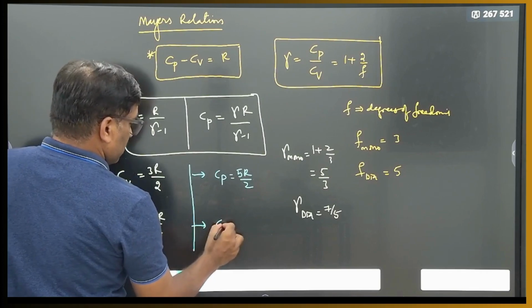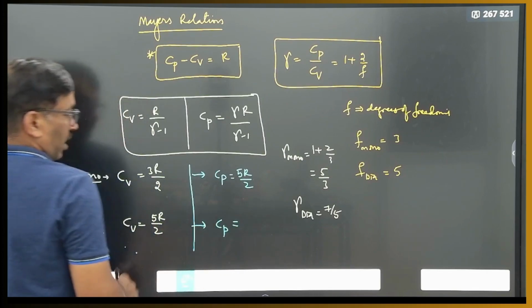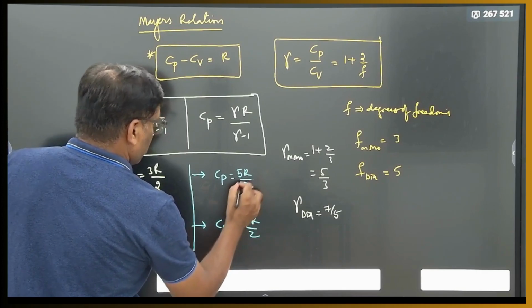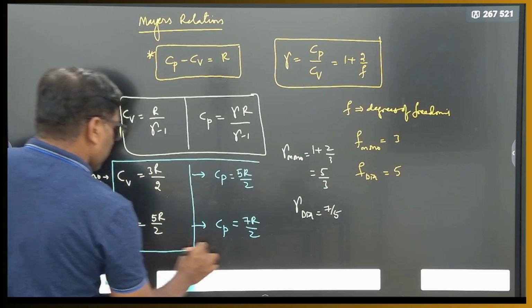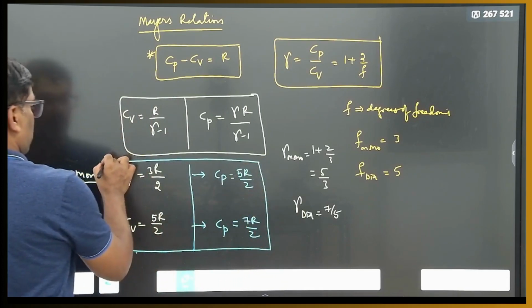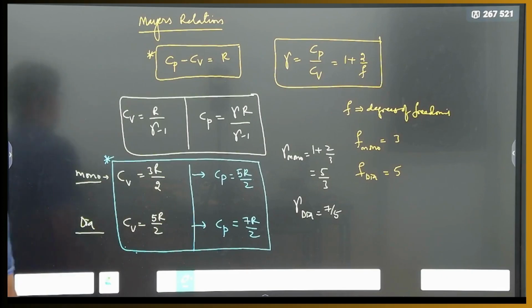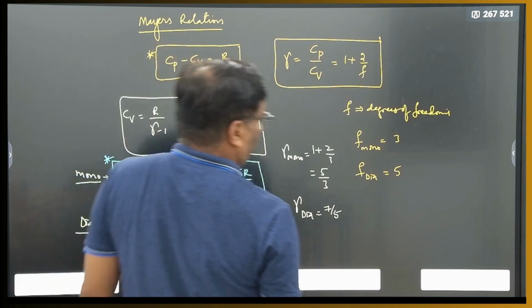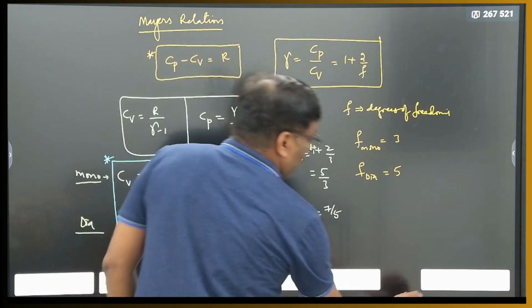Similarly, the Cp value for diatomic. Here gamma will be 7 by 5, therefore 7R by 2. So these are the Cp and Cv values for mono and diatomic gases. Clear? Right?